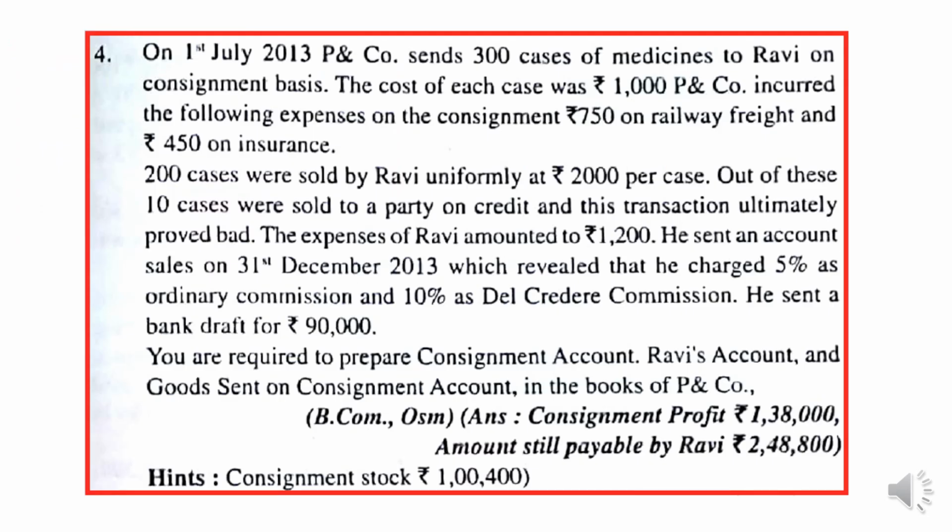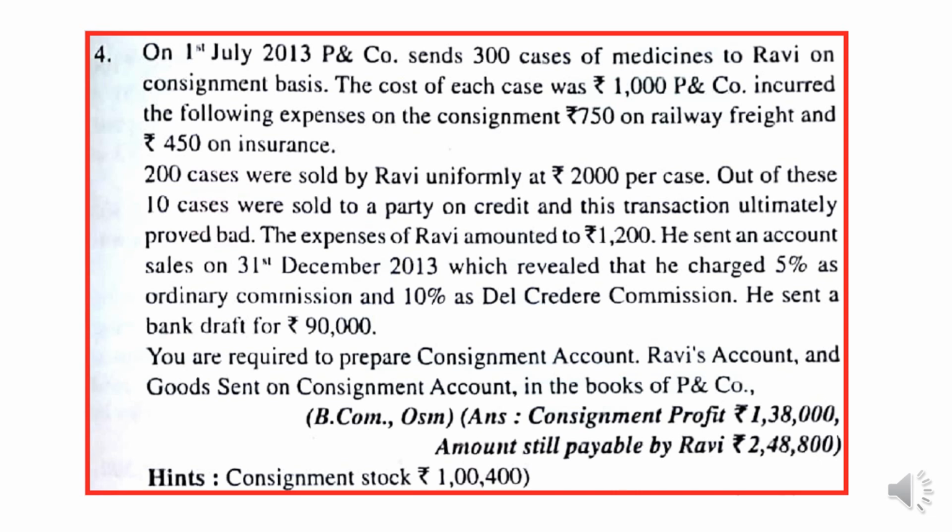This question is also very significant. On 1st July 2013, P&Co sends 300 cases of medicines to Ravi on consignment basis. The cost of each case was 1000. P&Co incurred the following expenses on the consignment: 750 on railway freight and 450 on insurance. 200 cases were sold by Ravi uniformly at 2000 per case. 200 into 2000. Out of these, 10 cases were sold to a party on credit and this transaction ultimately proved bad. The expenses of Ravi amounted to rupees 1200, that is consignee expenses.